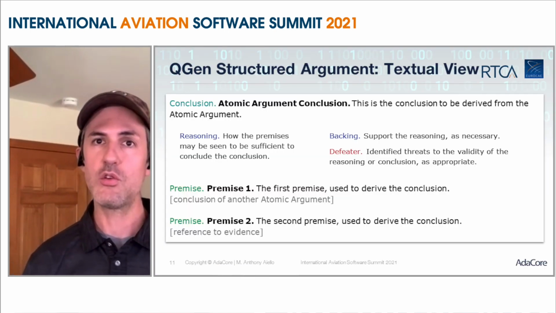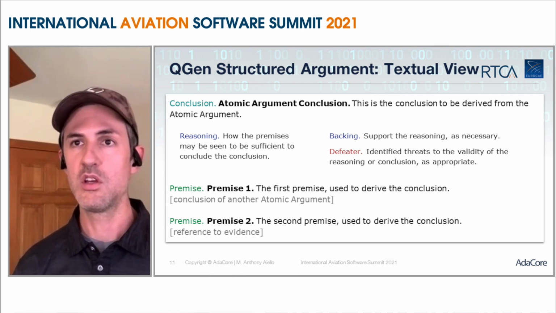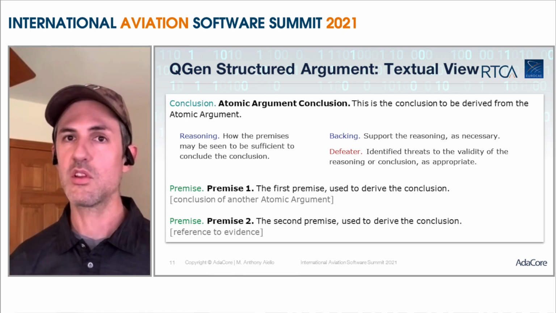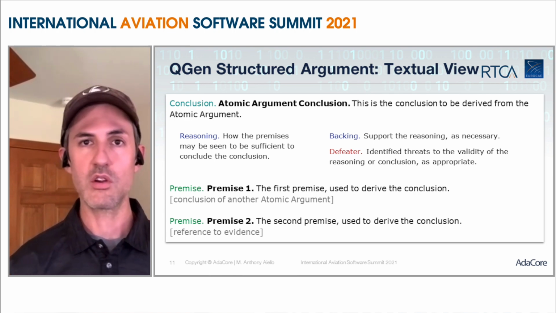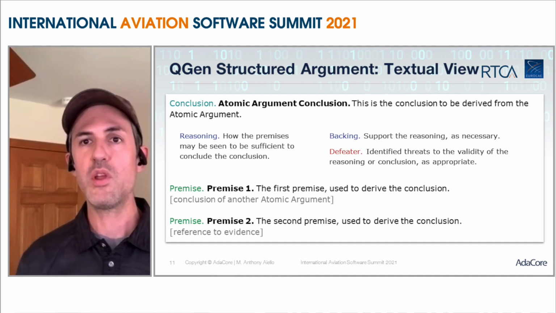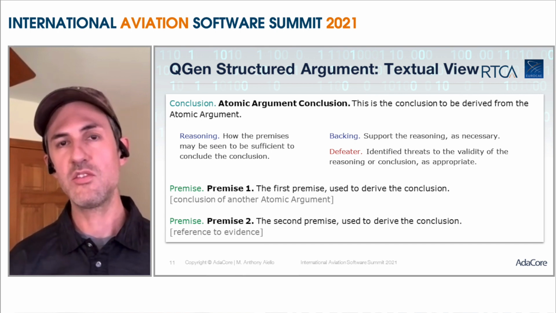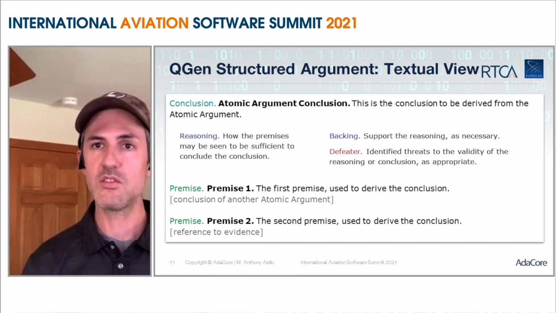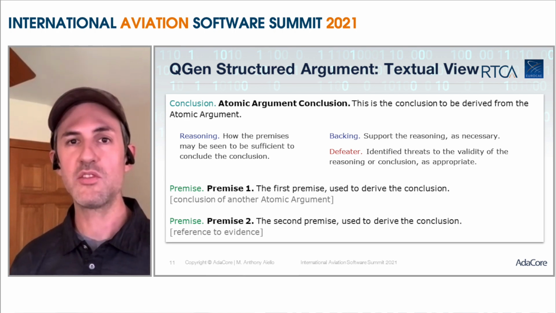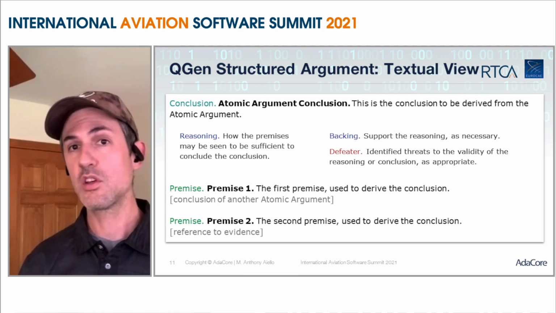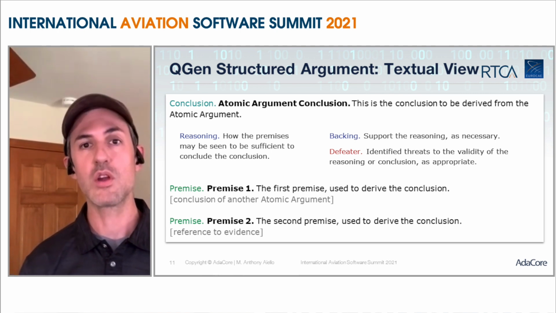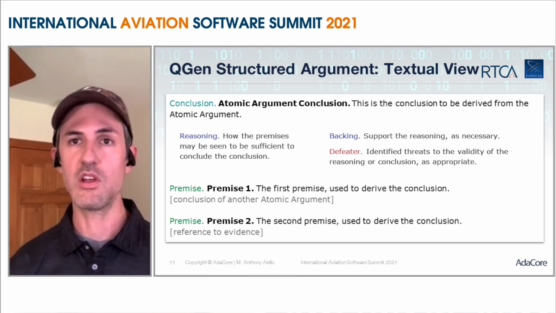We provide two views for the structured argument of QGen. The first view is a textual view, which again is very similar to the friendly argument notation that Michael and Zamira showed. Here, we've organized the elements of the structured argument in a way that we think makes it easy to read and easy to see the role that each one of these elements plays in supporting the structure. For our premises, we explicitly identify if the premise is the conclusion of another atomic argument, if the premise is a reference to evidence, or if the premise is an assumption, not shown on this slide.